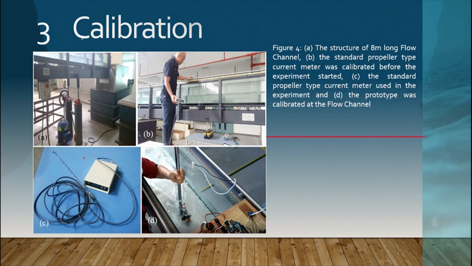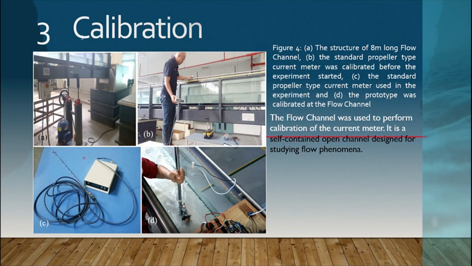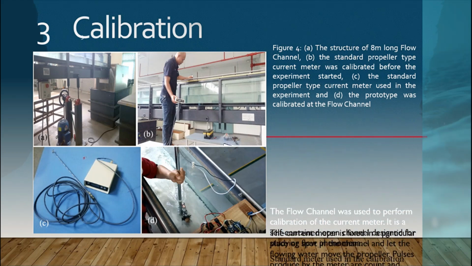For the calibration part, the flow channel was used to perform calibration of the current meter. It is a self-contained open channel designed for studying flow phenomena. The current meter is fixed in a particular spot in the channel and lets the flowing water move the propeller. Pulses produced by the meter are counted and its rotational velocity recorded. The standard meter used in the calibration process was a Nixon Streamflow 430 flow meter.